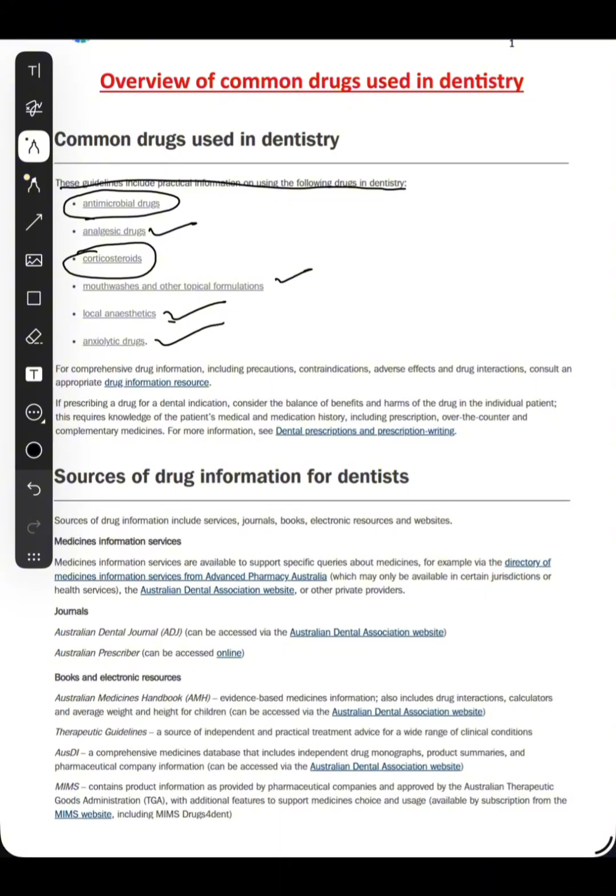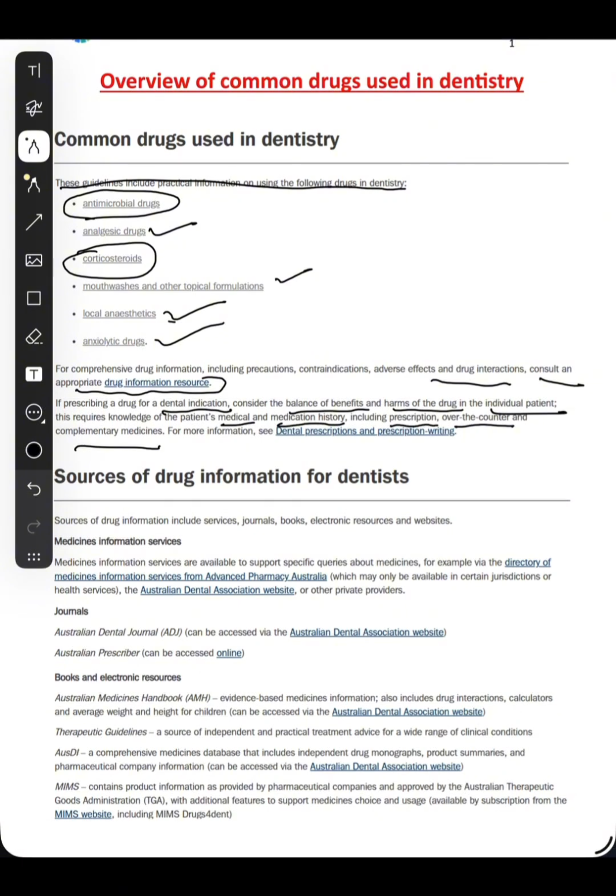Now, for comprehensive drug information, including precautions, contraindications, adverse effects, and drug interactions, consult an appropriate drug information resource. If prescribing a drug for a dental indication, consider the balance of benefits and harms of the drug in the individual patient. This requires knowledge of the patient's medical and medication history, including prescription, over the counter, and complementary medicine.